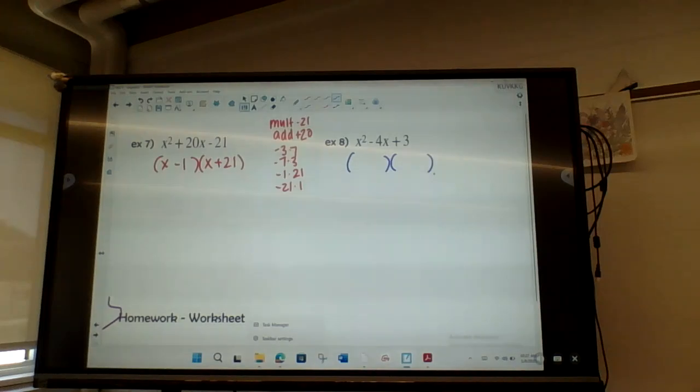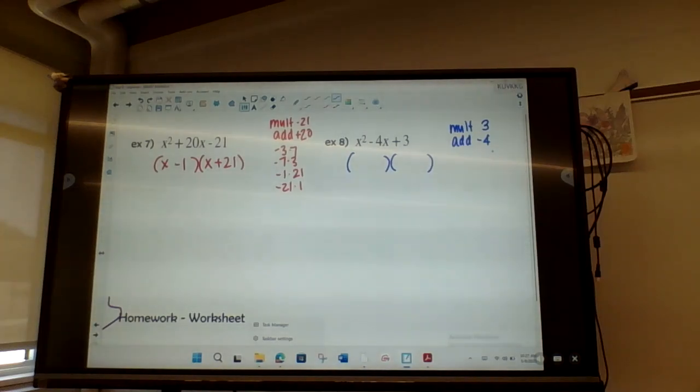And kind of the same thing happens on this last one. We want to multiply to get positive 3, but add to get a negative 4. And the only way to multiply to get a positive and add to get a negative is they both have to be negative. And this is our only option that multiplies to give me a positive 3, but adds to give me a negative 4.